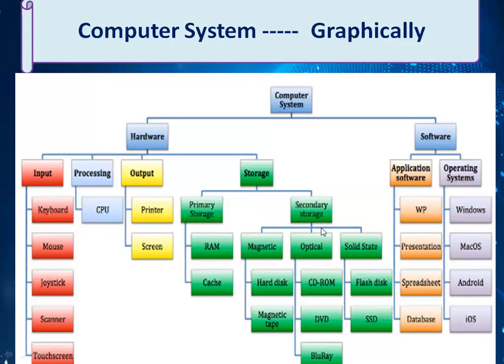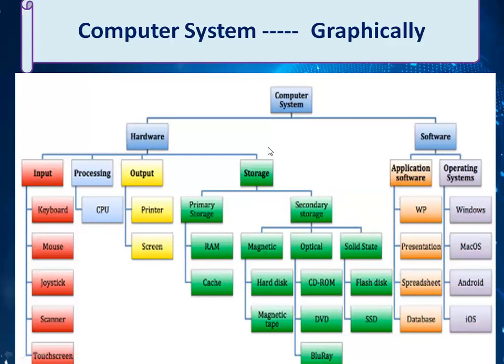Secondary storage is used to store your data permanently, and it can be classified into three main types: magnetic, optical, and solid state. In magnetic, we have hard disk and magnetic tape. In optical, we have CD-ROM, DVD, and Blu-ray. Then we have solid state: flash disk and SSD.